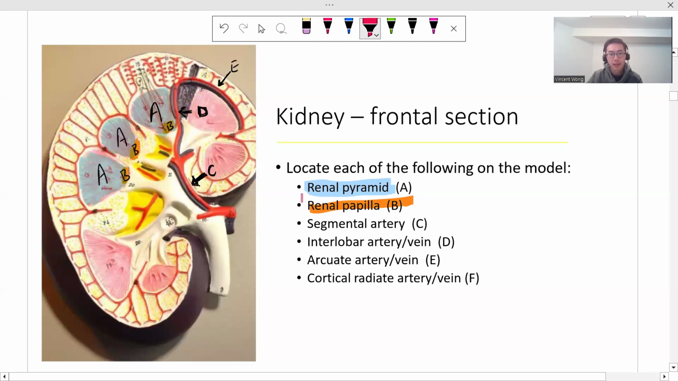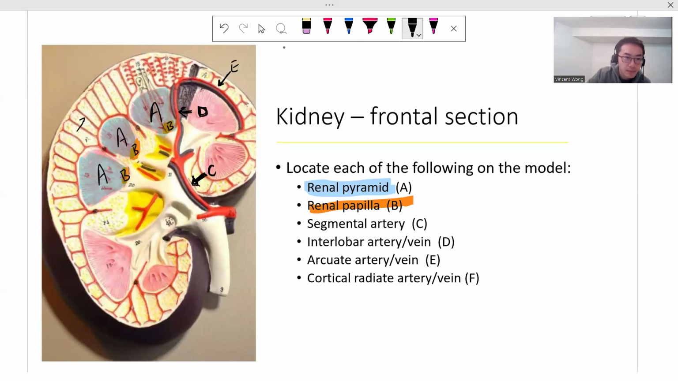Okay, what else do we have? Cortical radiate artery and vein. That's these ones. All these. Those are F. Okay. And for practice, you can try to label other things, right? So, I guess there isn't much to label, but you might see the glomerulus here, right? Again, that's the ureter, renal pelvis, so on and so forth.